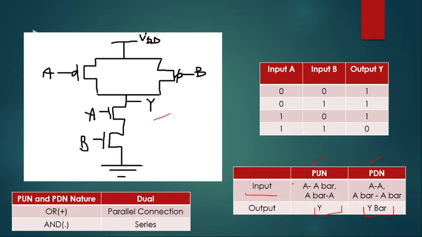Inputs will be like this. For the pull up network, if A is the input, you will give A bar. If A bar is the input, then it will be written as A. For the pull down network, if the input is A, you will write it as A. If the input is A bar, you will write it as A bar. Regarding the nature, pull up and pull down networks will be dual in nature, and dual means if the pull up network transistors are connected in series, for pull down the same transistors will be connected in parallel, and vice versa. For the OR operation, that means plus, you have to show parallel connection. For AND, that is product, you have to show series connection.